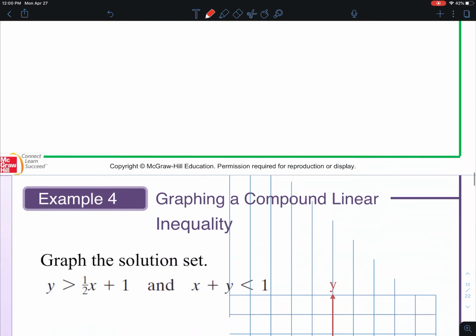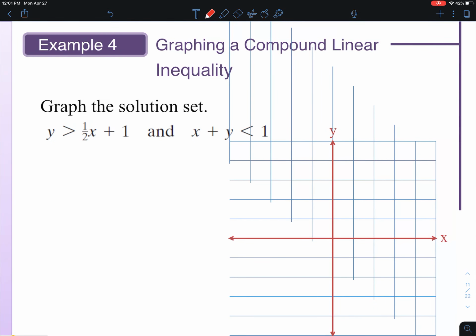So the next one, in two variables. So here, what happens is you have an and situation. So I'm going to treat these both as just equations in order for me to just graph them, right? So here, when x is 0, I get 1 for y. When x is 2, so 1/2 times 2 is 1, 1 plus 1 is 2. So those are my 2 points. Now I'm going to graph this one in red. So 0, 1 goes right there, and then 2, 2 goes right there. And it's a greater than, so it's going to be a dashed line.